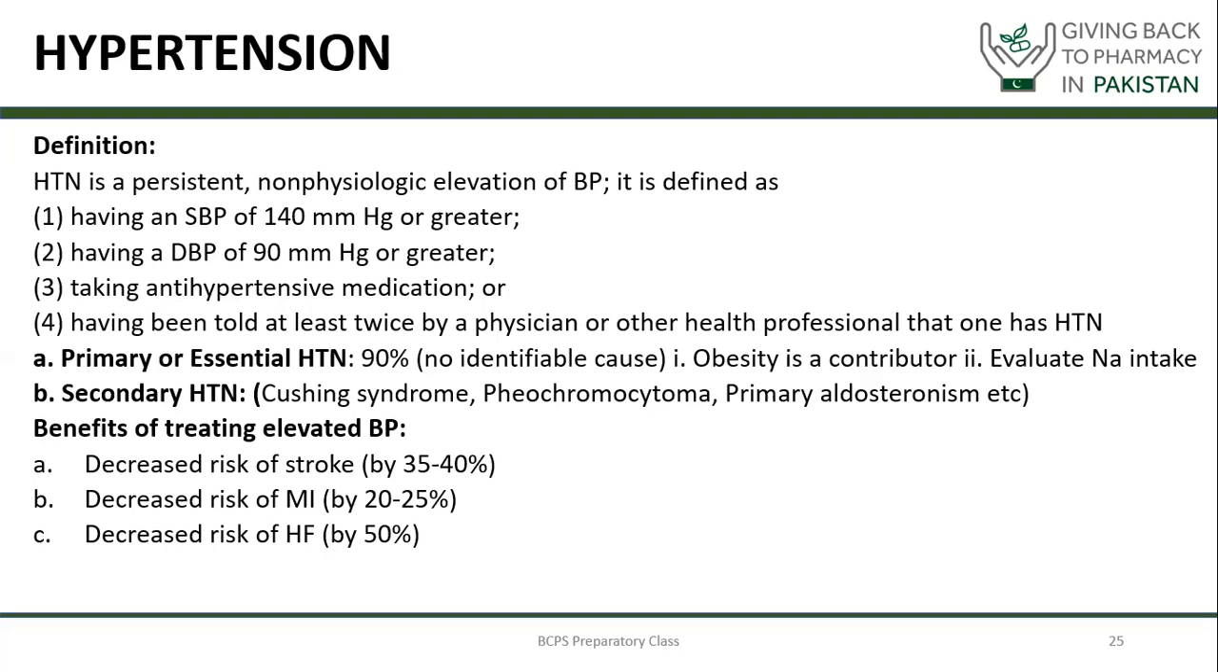Primary or essential hypertension is 90%. No identifiable cause. Obesity is a contributor. Evaluate sodium intake. Primary hypertension is always idiopathic, meaning there is no cause, but there is hypertension. But secondary hypertension always has some cause to blame, such as Cushing syndrome, pheochromocytoma, or primary aldosteronism. 90% of the time the cause is unknown. So the benefits of treating elevated blood pressure: decreased risk of stroke.